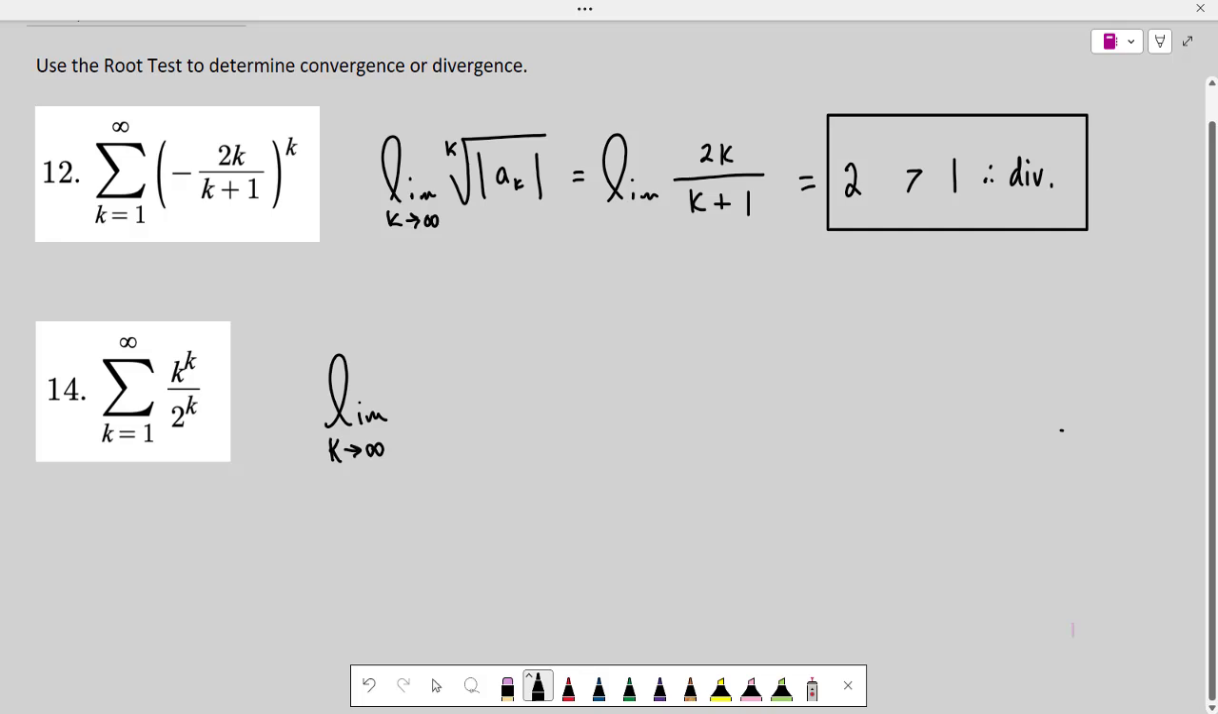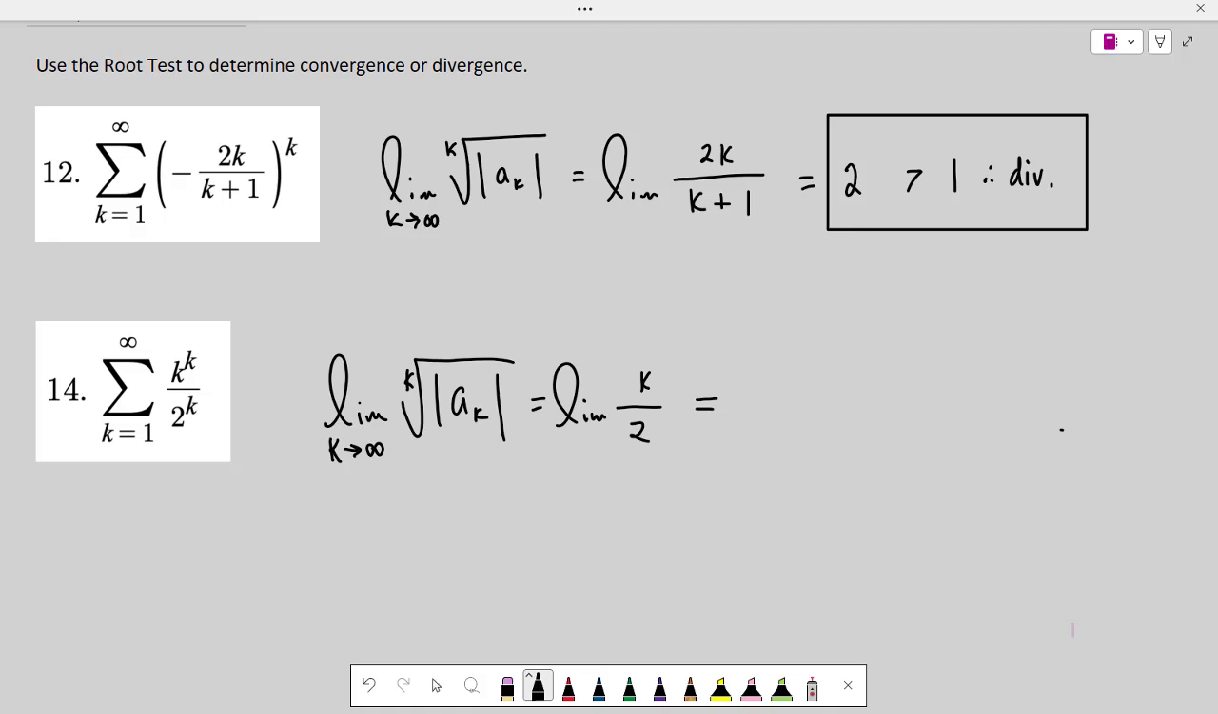Okay, so same setup. We're going to take the kth root, absolute value of a sub k. So what is the kth root of k to the k? K over 2. So we're going to end up with k over 2. Everyone okay with that? Limit is infinity. So therefore, diverge. It also diverges by the divergence test. The limit of a sub k is not 0. But the root test gives us a nice quick conclusion. It's not too bad, this root test thing.